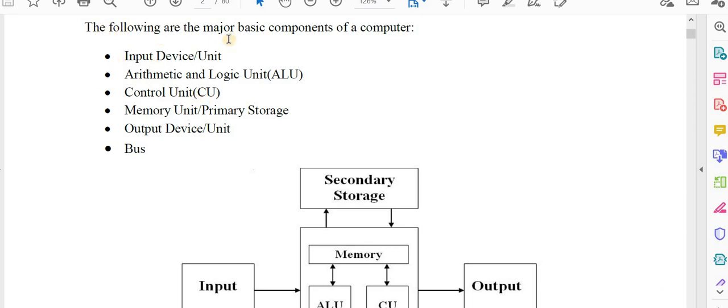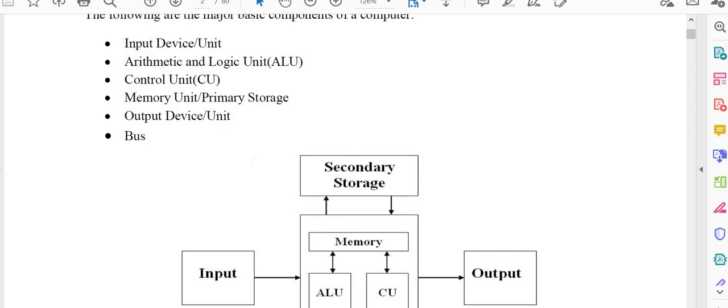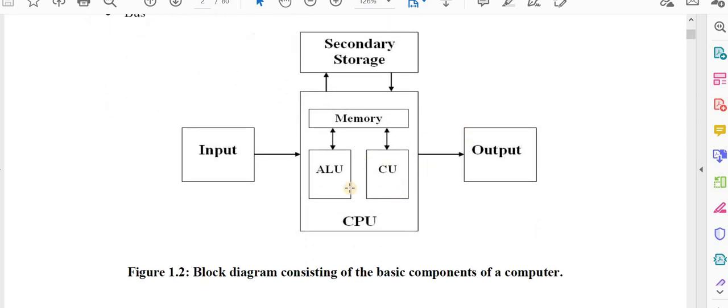Then the block diagram. You can see here these are the four major basic components of a computer: input device or unit, arithmetic and logic unit or ALU, control unit, memory unit, which is also called primary storage, and output device or unit, then bus. So this is the block diagram of a computer. This is the simplest block diagram of a computer, though you can find many other versions of the block diagram in your books.